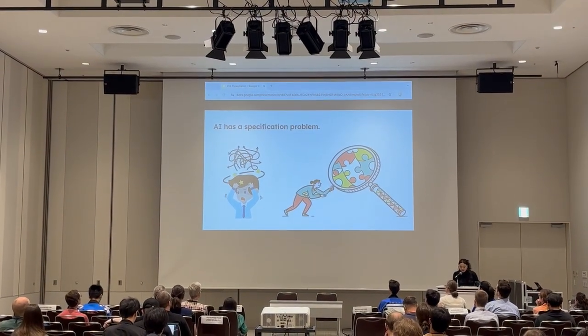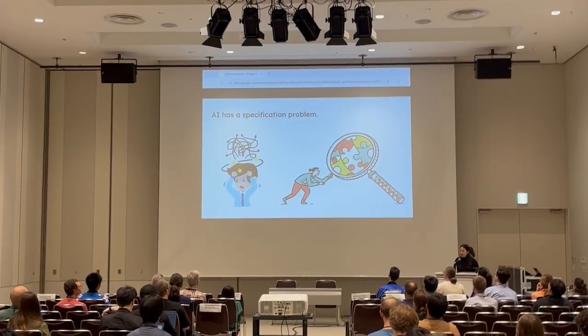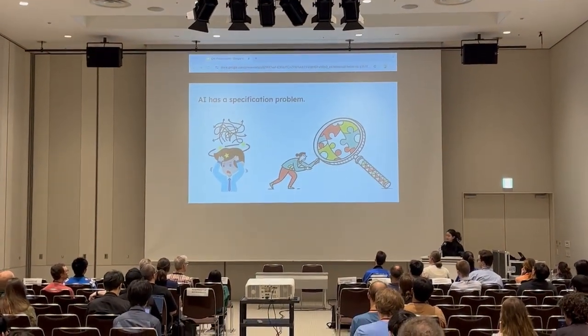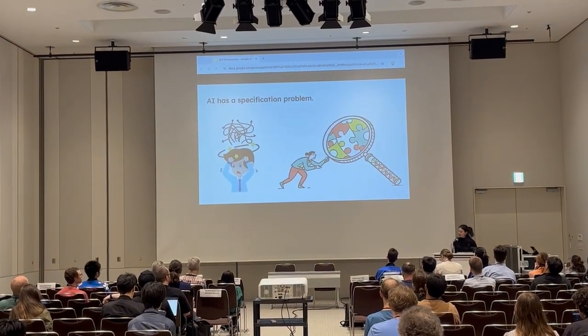However, AI also has a specification problem. It can do all of these cool and amazing things, but a lot of times people have trouble articulating exactly what they want and how to do it, and the code generation perhaps isn't harnessed to its full potential.